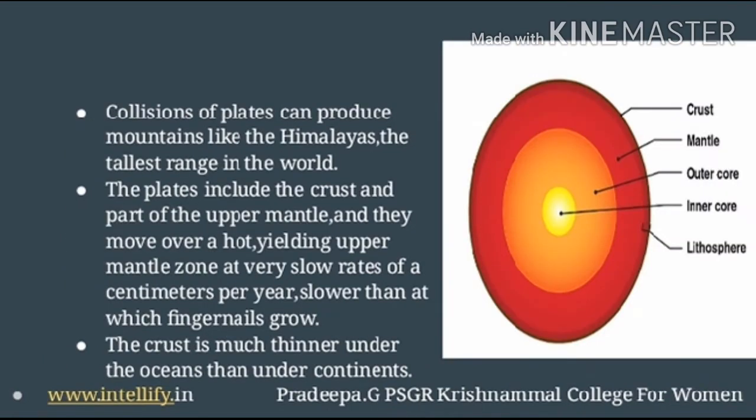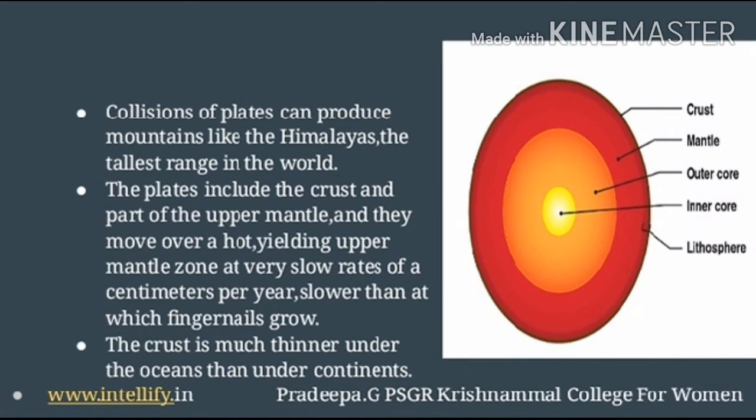Slide 4. Collisions of plates can produce mountains like the Himalayas, the tallest range in the world. The plates include the crust and part of the upper mantle, and they move over a hot yielding upper mantle zone at very slow rates of centimeters per year, slower than the rate at which fingernails grow. The crust is much thinner under the oceans than under continents.